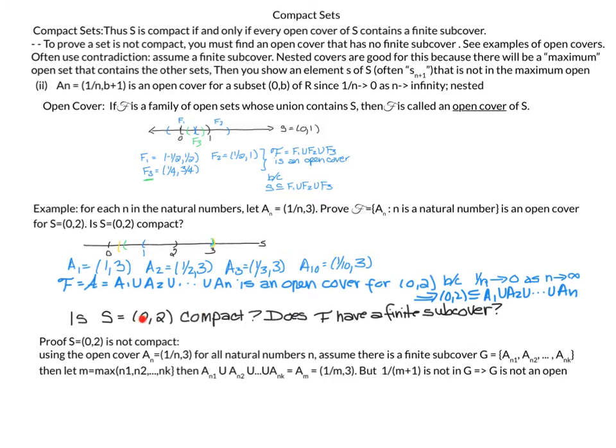In which case, there's going to be M equal to the maximum of n1 through nk. So in this example, between A1, A2, A3, A10, A10 is going to be my maximum index. So we're going to look at our maximum index.